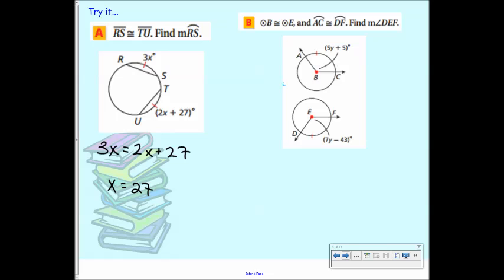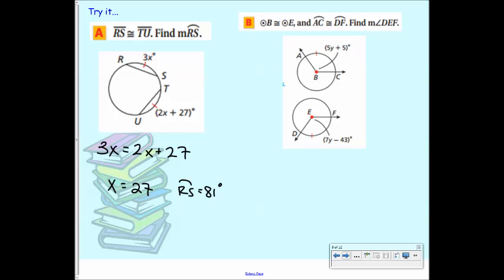Same thing over here. If I know that arc AC is congruent to DF, then what do I know about these two angles? They're congruent to each other also. Okay? So you just set them equal to each other. So if the arcs are the same, the angles have to be the same. If the angles are the same, the chords also have to be the same. So we could say DF, this chord, would be congruent to what chord up here? CA or AC.